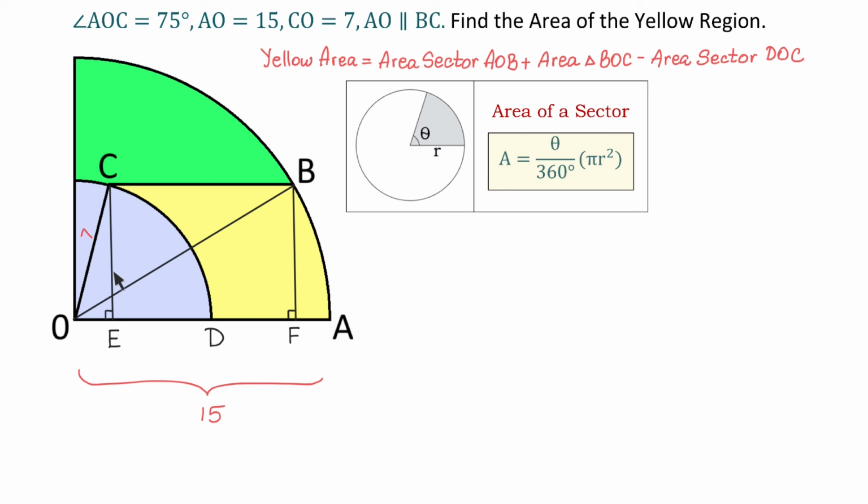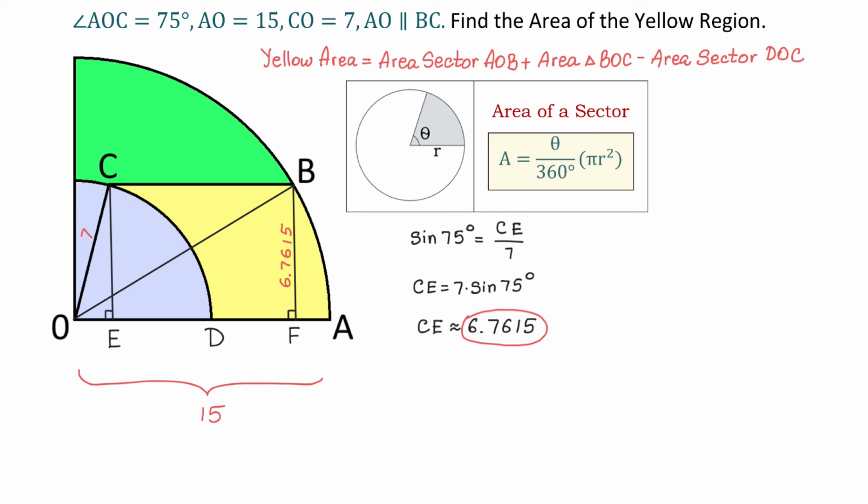Now in the right triangle CEO, we know that the angle EOC is 75 degrees and the hypotenuse CO is 7 units. Then we will use the sine function to find the side CE. So we will write that sine of 75 degrees equals the opposite side CE divided by the hypotenuse 7. Then if we multiply both sides by 7, we will have CE equals 7 times sine of 75 degrees. Then if we use the calculator in degree mode, we will get that CE is approximately 6.7615.